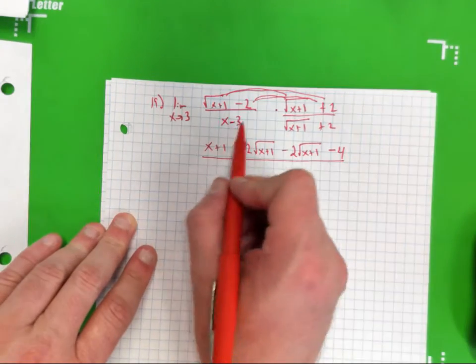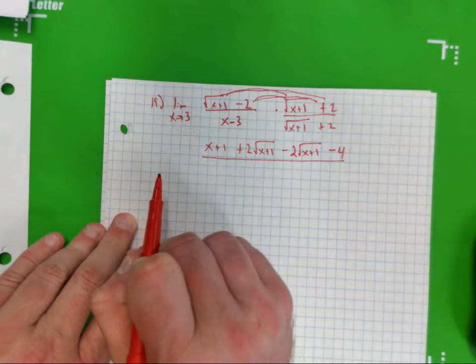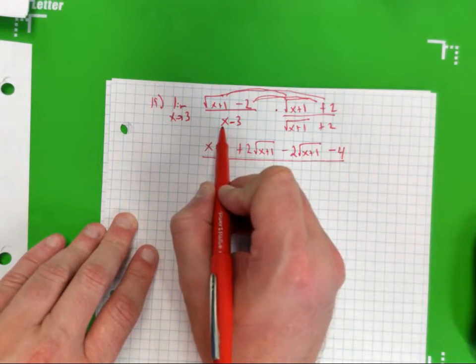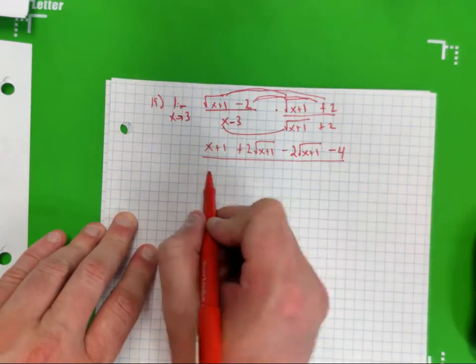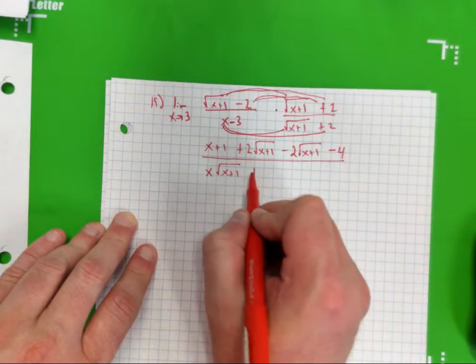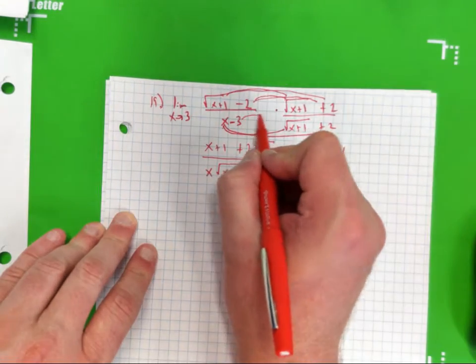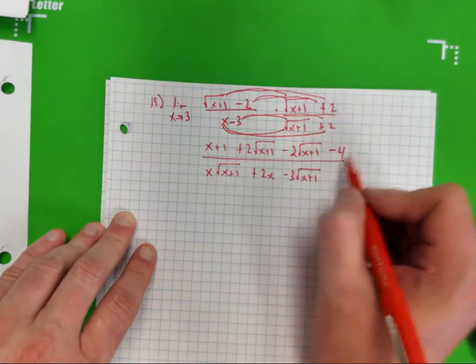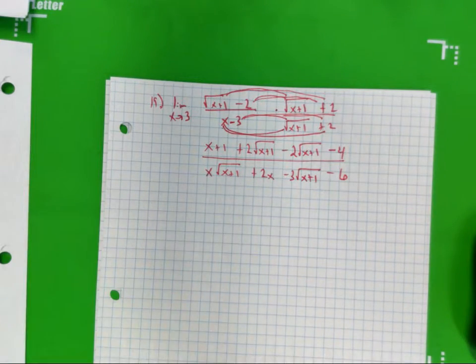Now watch this. This is one thing, isn't it? Never mind. Stop. I didn't say that. Here we go. This times this is x squared. This times this is 2x. This times this is negative 3 square root of x plus 1. And this times that is negative 6. You're foiling. What I should have said is that is considered one thing. Take a moment to make sure you agree with that.